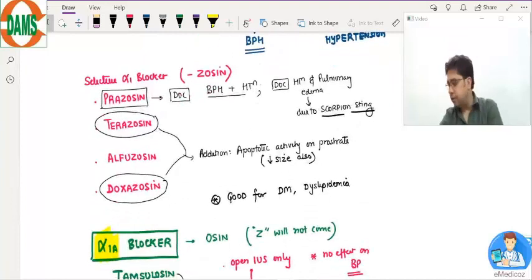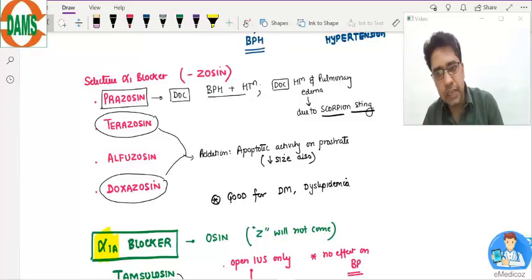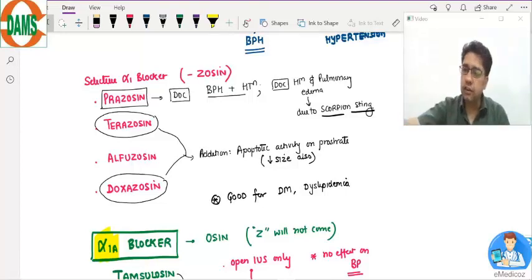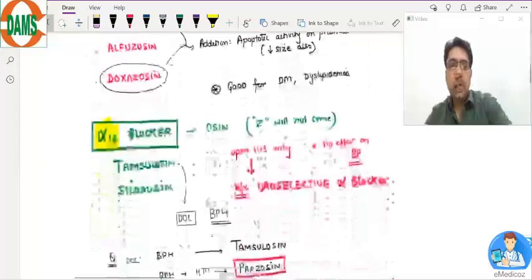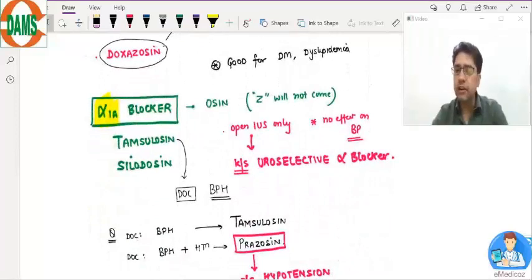Then selective alpha 1 blockers, we have discussed the mechanism. Selective alpha 1 blockers end with the word zosin: prazosin, terazosin, alfuzosin and doxazosin. They are used for hypertension with BPH. Prazosin is also the drug of choice for scorpion sting because in scorpion sting there is hypertension and pulmonary edema. Then alpha 1A blockers, the uroselective blockers, are only given for BPH.